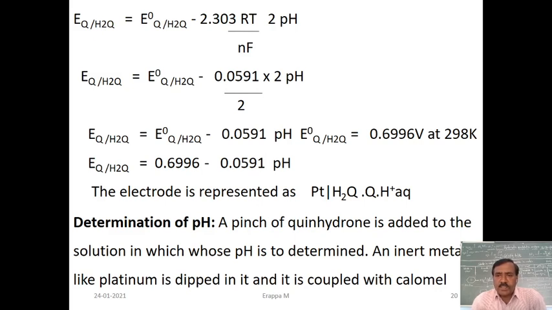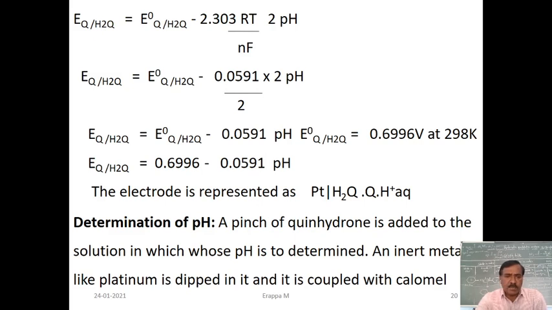E naught for quinhydrone has the value 0.6996 volts at 298 Kelvin. So E of quinhydrone is equal to 0.6996 minus 0.0591 pH. The electrode is represented as platinum with hydroquinone connected with the quinhydrone aqueous solution: Pt | H2Q, Q | H plus aqueous solution. Determination of pH: a pinch of quinhydrone is added to the solution whose pH has to be determined.